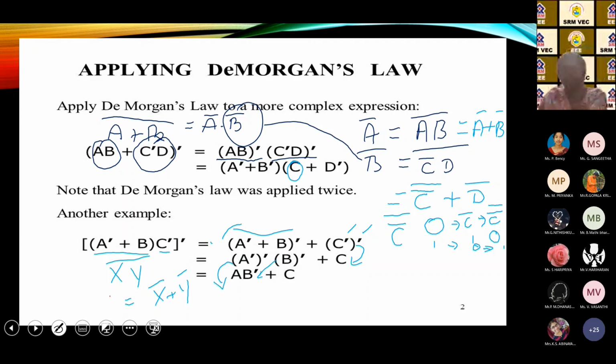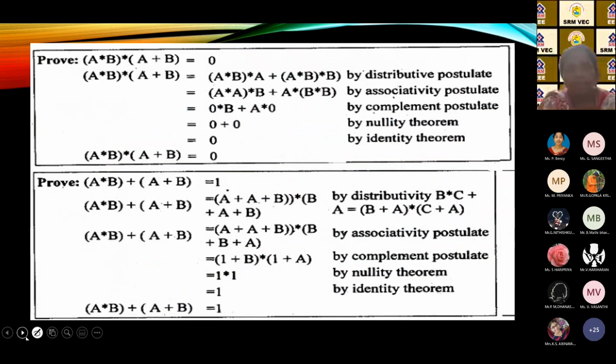A, B bar plus C. Can you draw the truth table for that LHS and RHS equations? The truth table will give you the same values. Okay, so this is that. It's a very simple representation of this. A dot B dot A plus B is equal to zero. How is it zero? Any idea? Any idea, students? We should go for distributive law, and then we can go for associative law. We can go for the complement too.